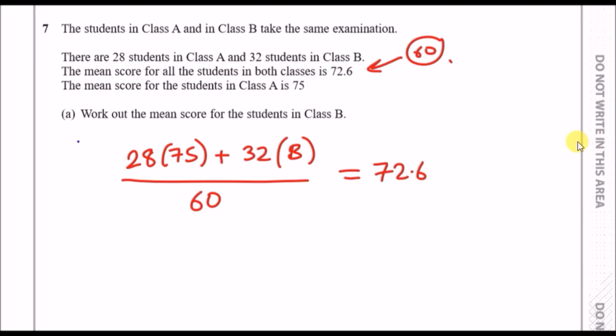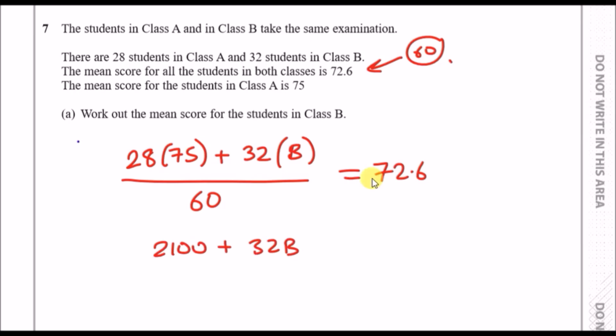And that's it, we're pretty much done here. The aim now is literally just to rearrange and solve for B. So let's have a look. To solve this equation, this is just an algebra problem now. Let's times 60 across, and let's go ahead and simplify this, yeah? So 28 times 75, I should have done this in advance. You're going to get 2100 plus 32B.